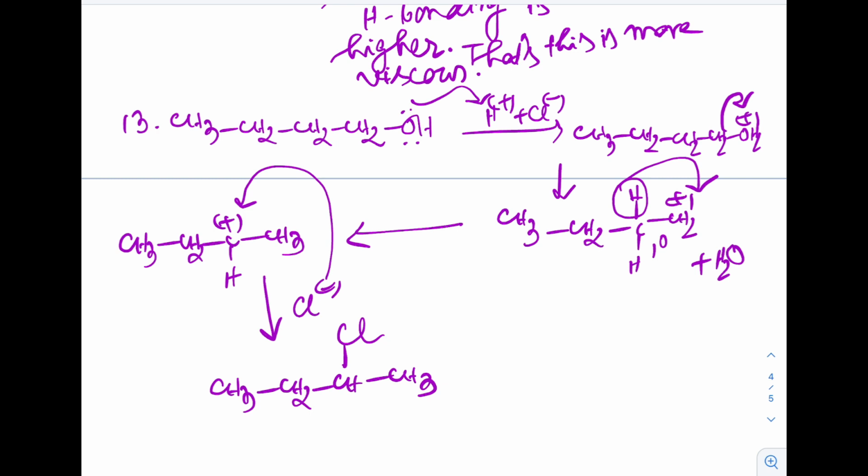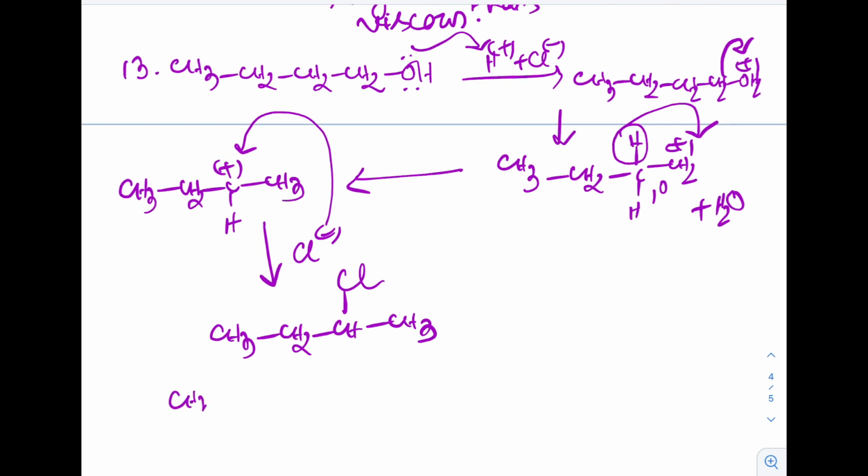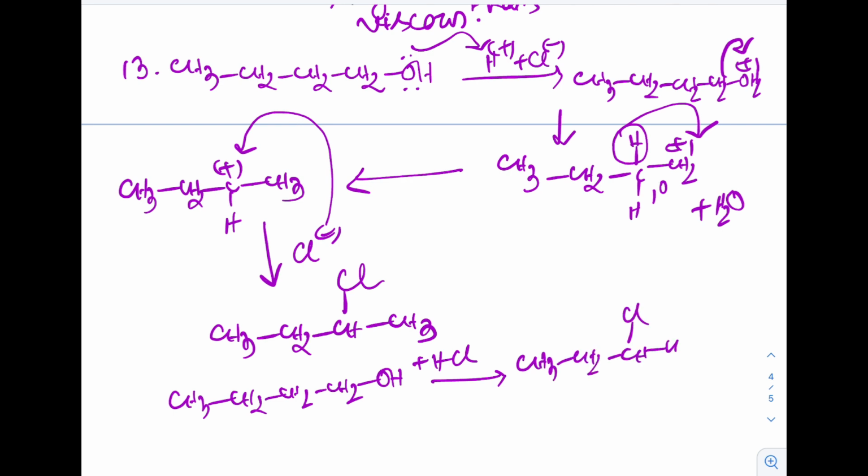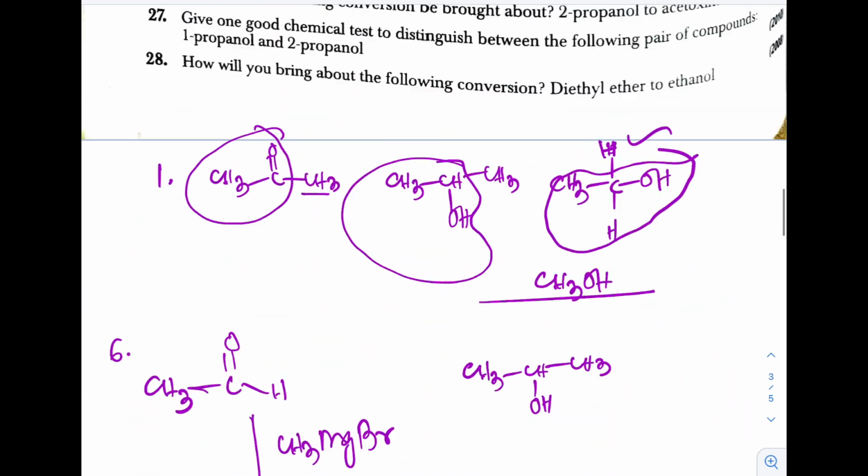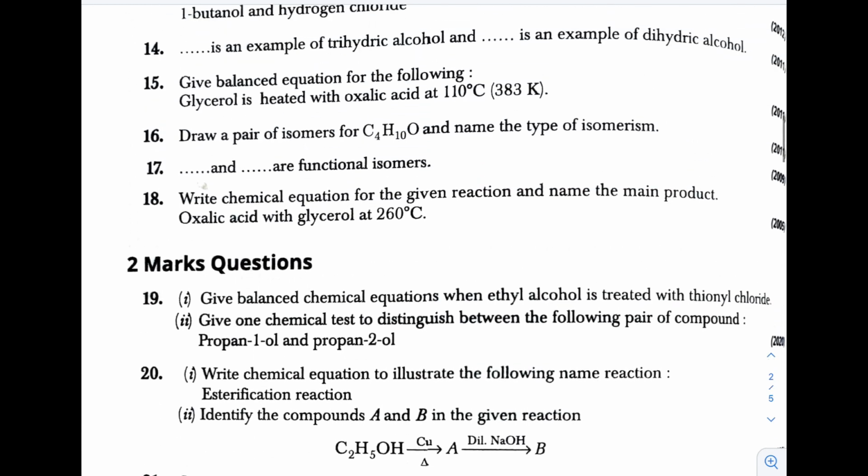So what will be the product and the balanced equation? CH3CH2CH2CH2OH plus HCl gives the product. So question 13 is done. Next we'll move to question 14.